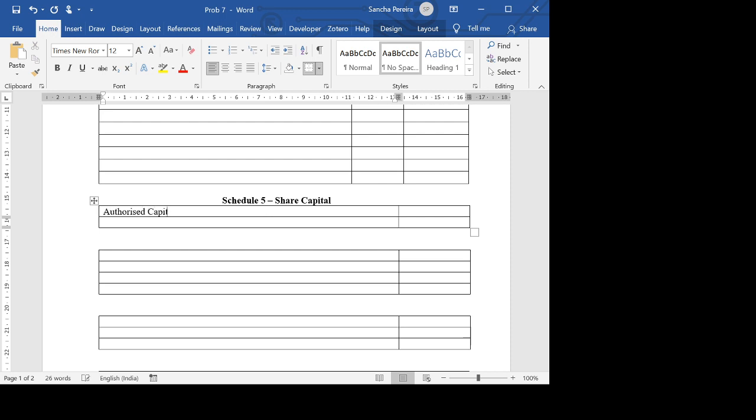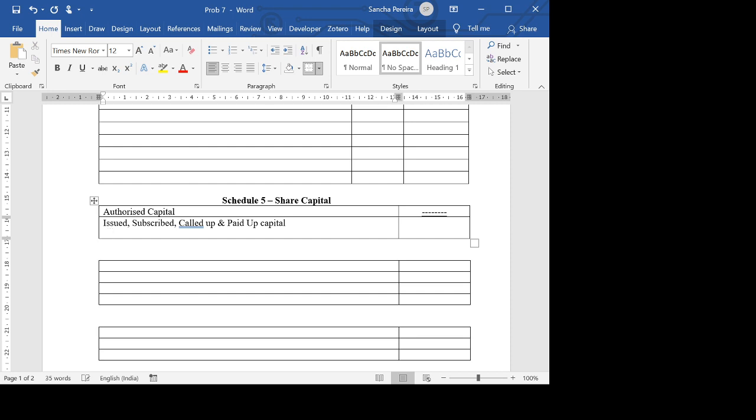Now in this problem, they have not given us the authorized capital. So I'm just going to put a dash. I don't know the authorized capital. We normally write it because it is part of the format. You show the authorized capital and then you show the issued, subscribed, called up and paid up capital.